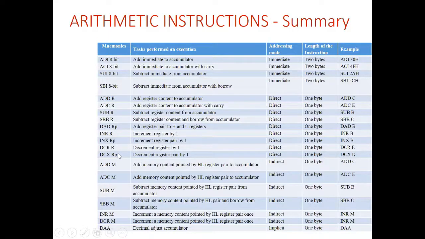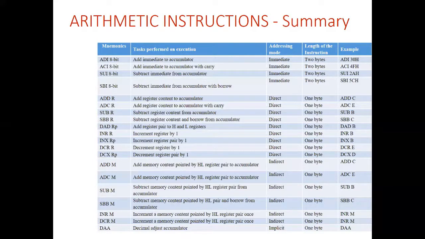Next important instructions are INR and DCR. INR means increment the register content by 1, and DCR means decrement the register content by 1. For example, it can be written in this way: INR B. INR B means increment the content of B register by 1.